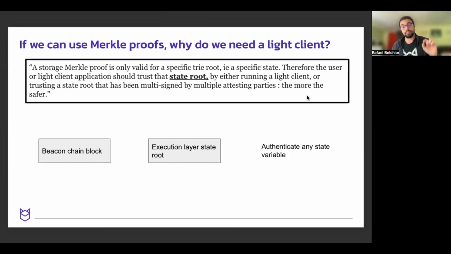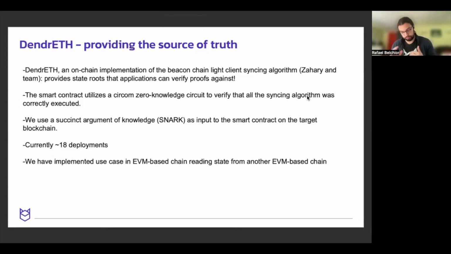So it takes a beacon chain block. Then from that beacon chain block, it takes the execution layer state root. And with this, it's possible to authenticate any state variable via a Merkle proof. So Dendrith is an on-chain implementation of the beacon light client syncing algorithm that's done mainly by Metacraft Labs and also Blockdaemon, which provides these valid state roots.